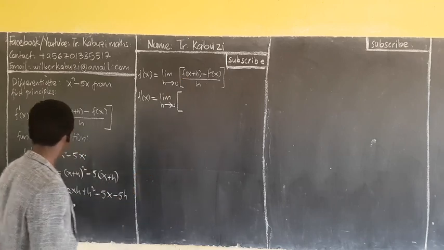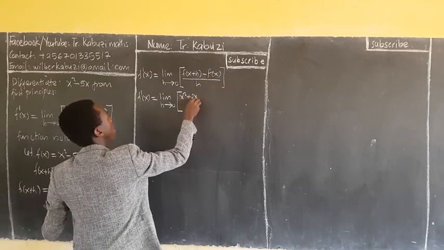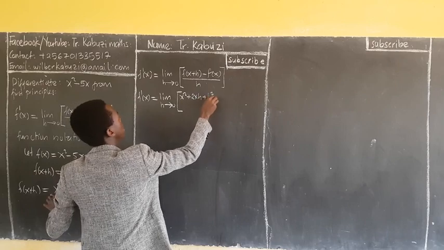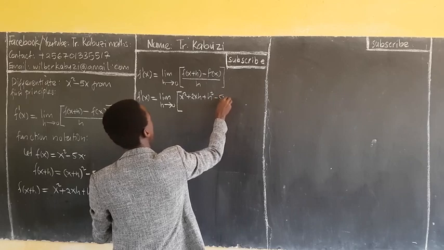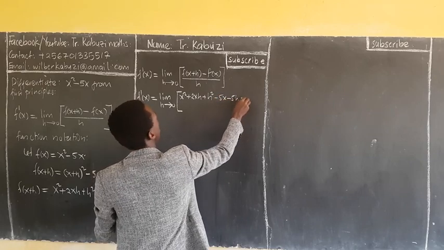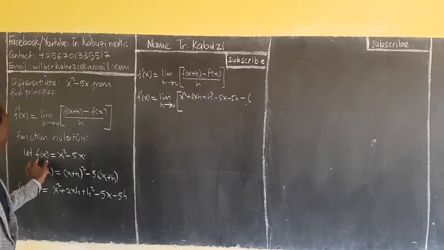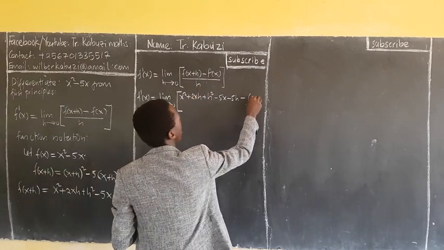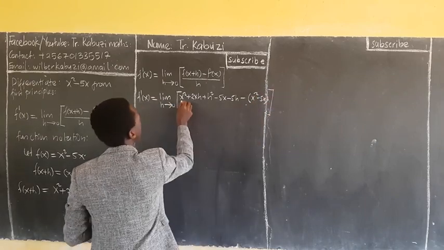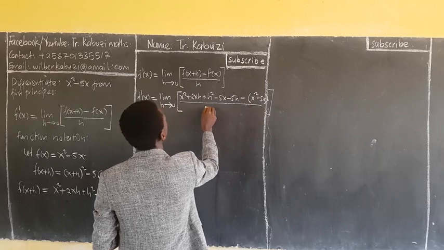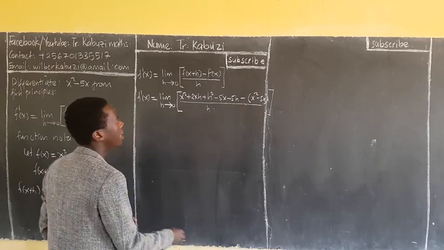Now this is here, then minus, we are substituting also f of x. Our f of x is here as x squared minus 5x, whole in brackets, and we are dividing it by h. So now we can open this bracket here.